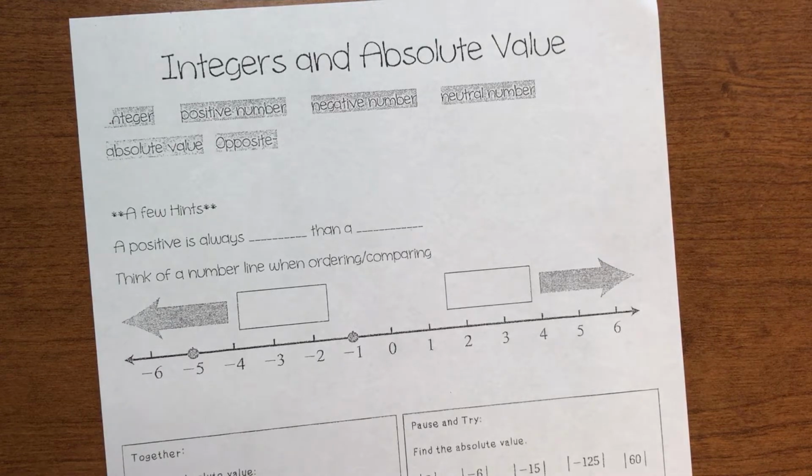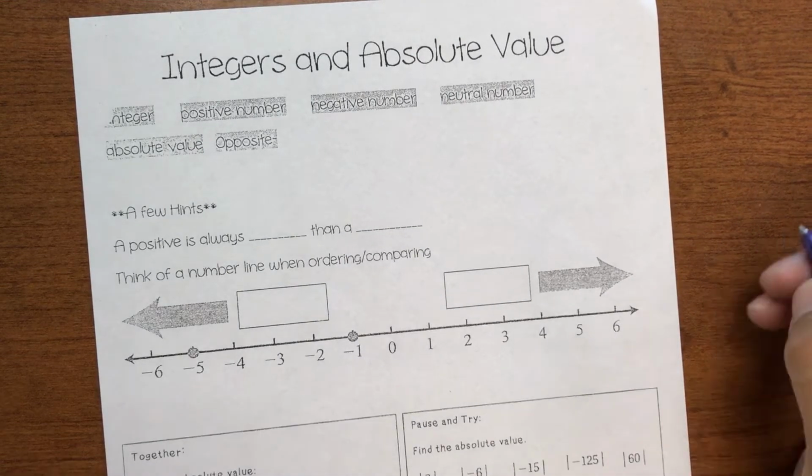An integer is a type of number. It's a kind of number. So when we talk about integers, we're talking about a certain group of numbers that have a specific characteristic. And the easiest way to look at integers is they're really counting numbers.